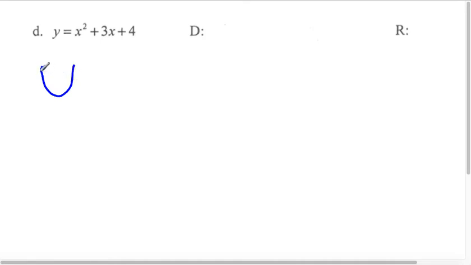Because there is no requirement on the x value for a parabola, it goes on forever left and right, so the domain of it is going to be any real number. There is no restriction on the x value. We can have any number for x, and therefore the domain of this function is any real number.